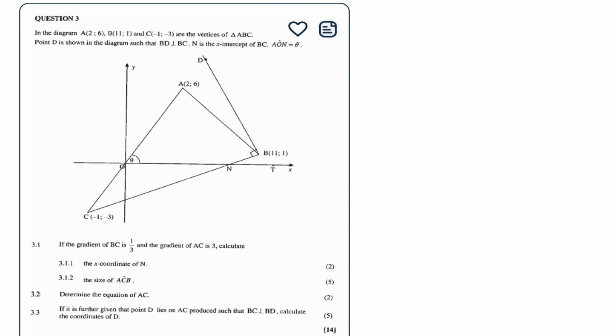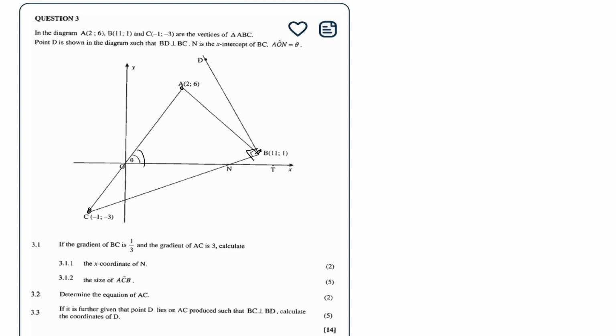In the diagram, we have point A (2; 6), point B (11; 1), and point C (-1; -3) as the vertices of triangle ABC. Point D is shown in the diagram such that BD and BC are perpendicular to one another. Now, N is the x-intercept of BC, and angle ACB is what?